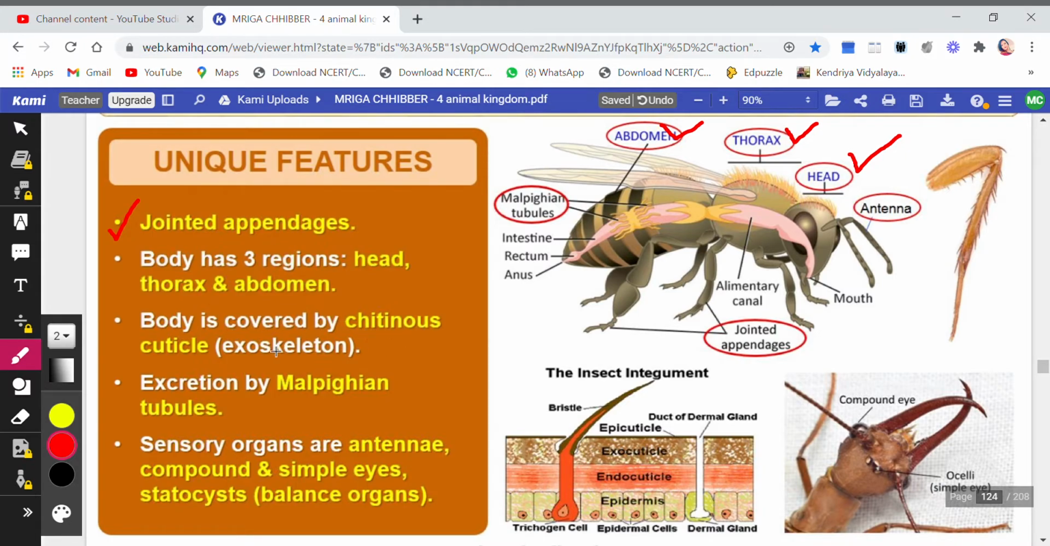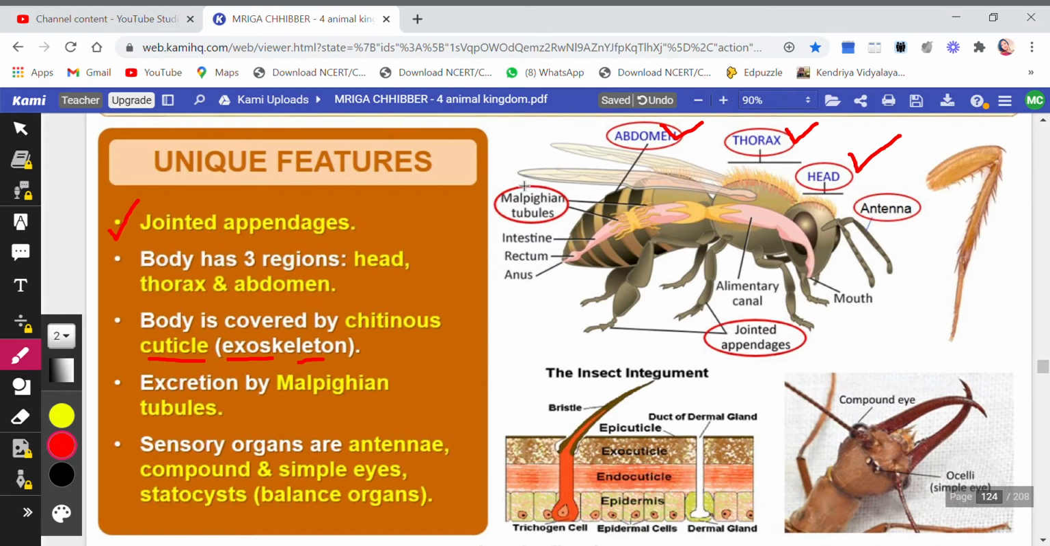Body is covered by chitinous cuticle, that is exoskeleton. The cuticle is present outside the body, which behaves as a skeleton, because it gives a shape and a structure, and it is also protective in function, and because it is outside the body, it is a type of skeleton present on the body, so it is exoskeleton.